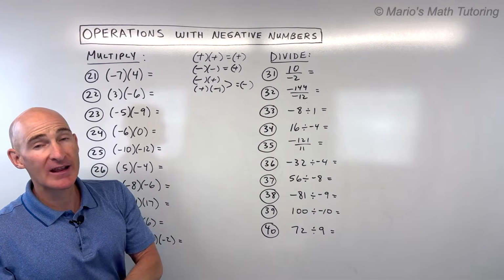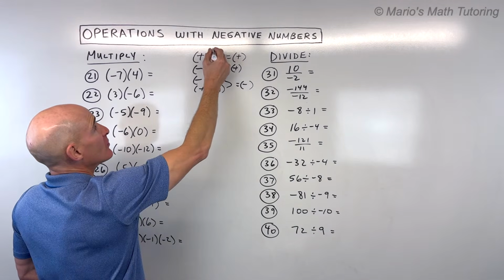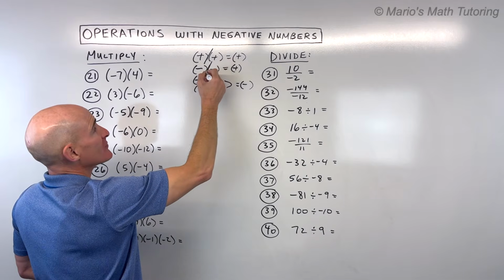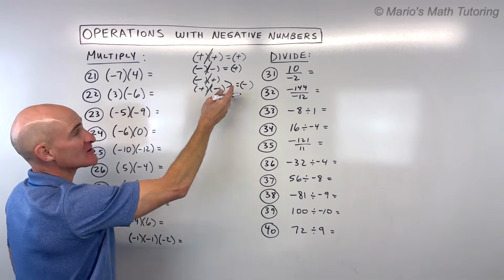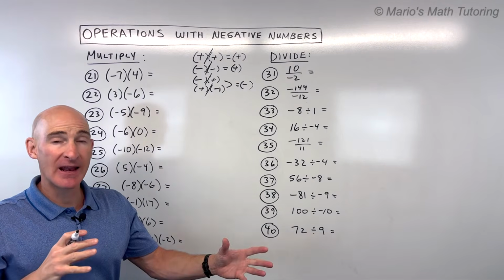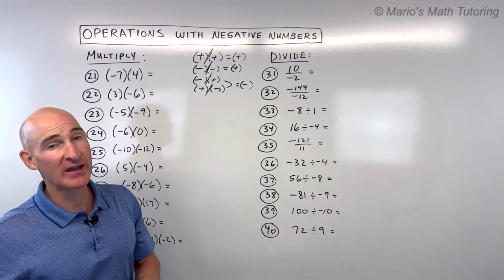The rules for dividing are exactly the same. If you divide a positive by a positive, or you divide a negative by a negative, or you divide a negative by a positive, or a positive by a negative, same exact rules. But you want to remember, adding and subtracting is different from multiplying and dividing.